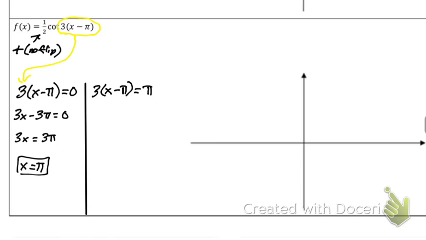Let's do the next one. We have 3x minus 3 pi equals pi. Add 3 pi to both sides. You'll have 3x equals 4 pi. And divide both sides by 3 and you'll have x equals 4 pi over 3.